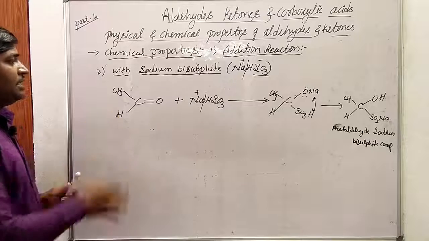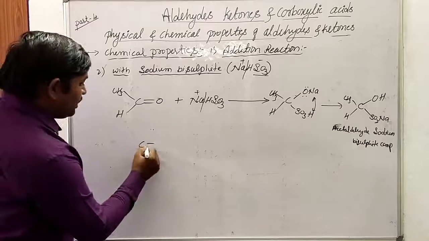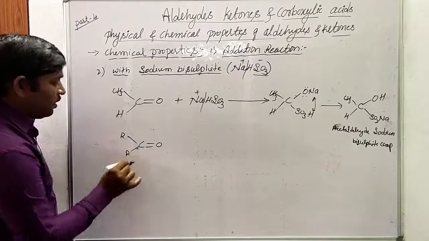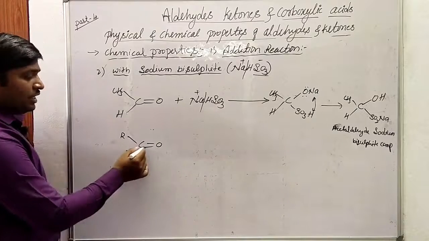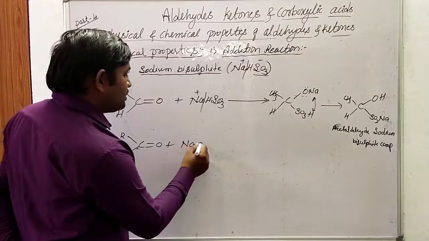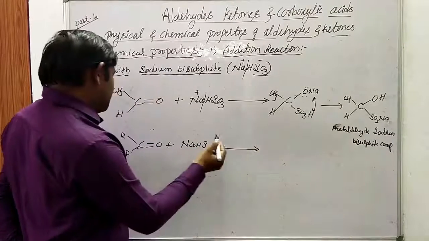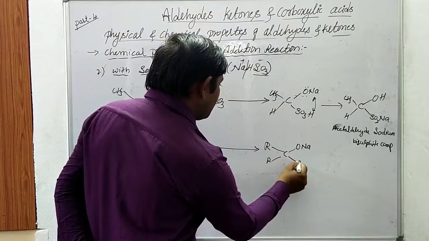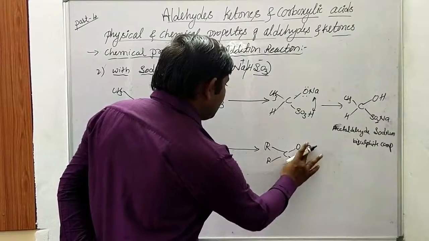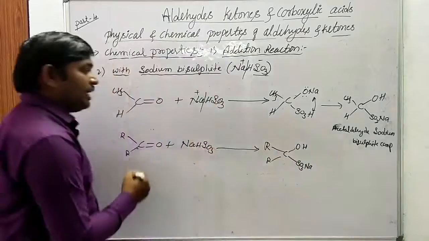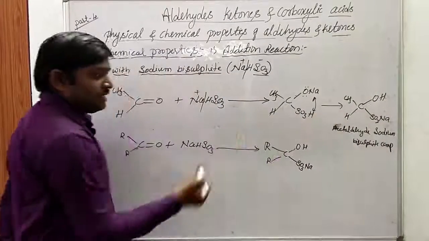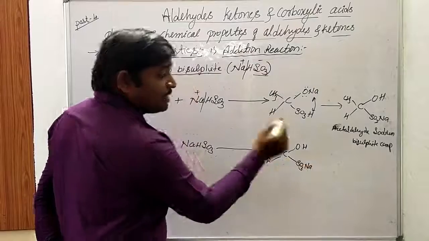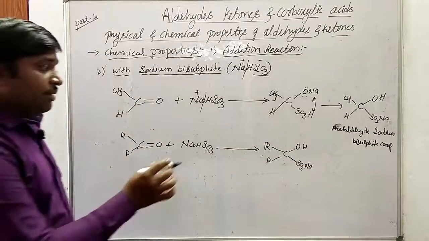Similarly, you may consider plenty of reactions. Here you may consider a ketone, C double bond O, with R and R. The general formula for the ketone is R, C double bond O, R, which when it reacts with sodium bisulfite produces CO, Na and SO3Na. You can interchange the proton, and here itself you will get the product. Directly I have written it here. So these two steps are converted into a single step, so proton transfer is also done in this reaction. So this is nothing but the ketone sodium sulfite compound.